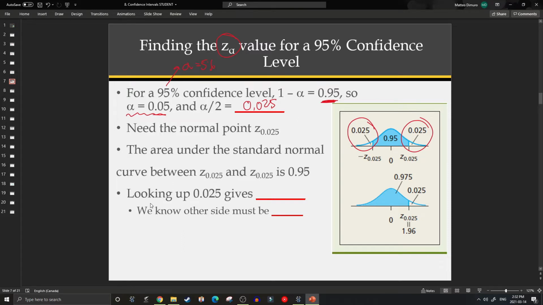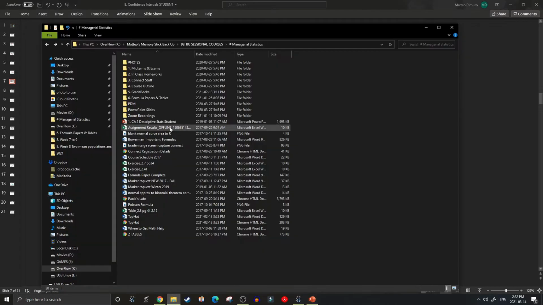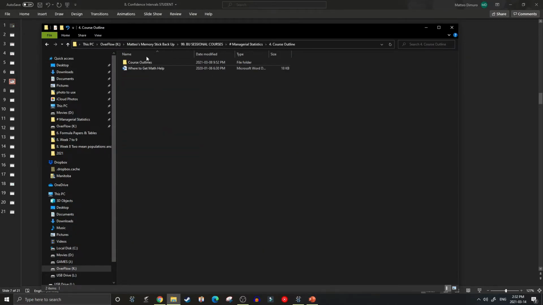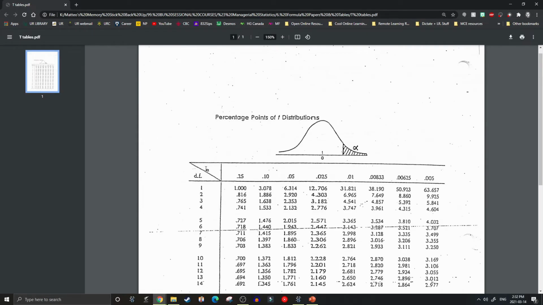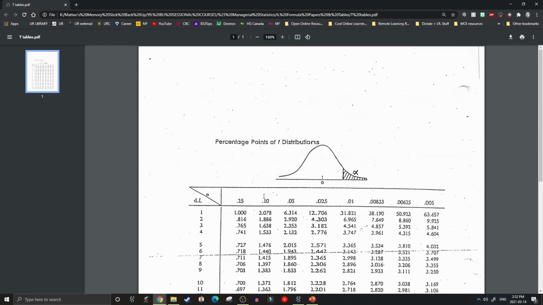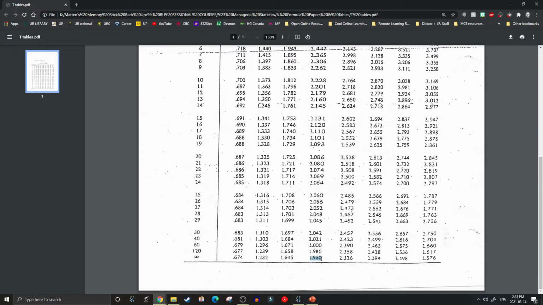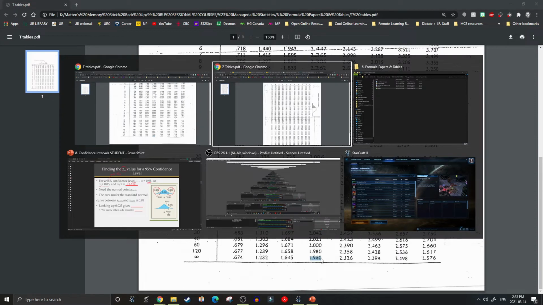Go ahead and look it up on your z-score table if you like. You can also use the t-score table if you go to infinity. Now, I didn't actually have mine open. Here's my t distribution. So I'm going to use degrees of freedom infinity. So it's the same as the z tables. So 0.025, and you get 1.96.